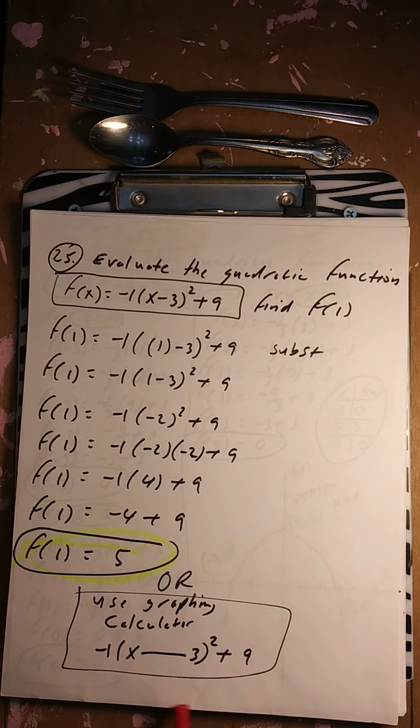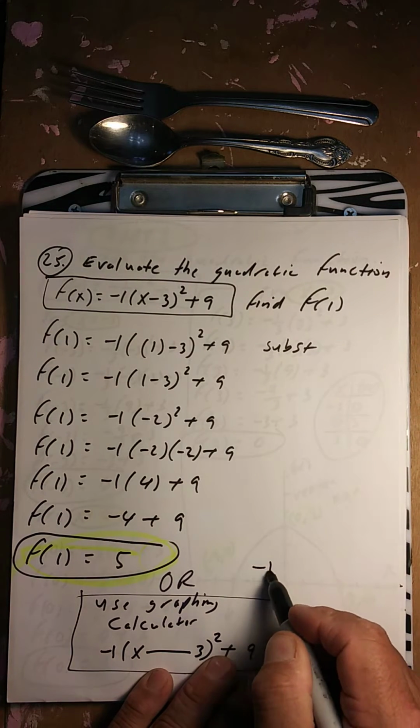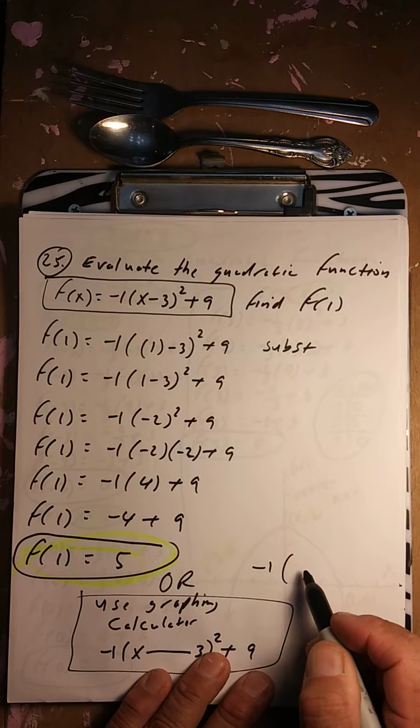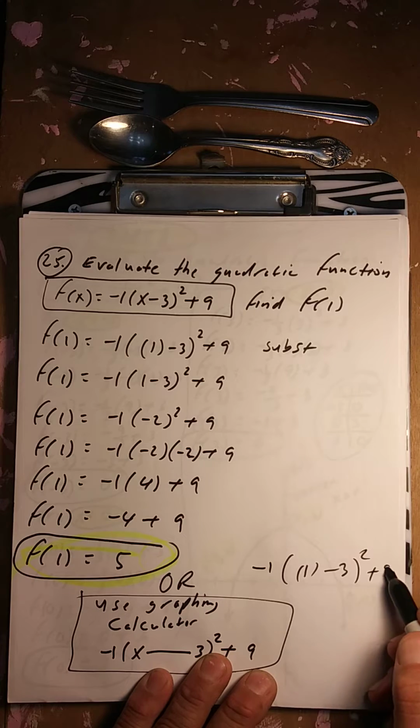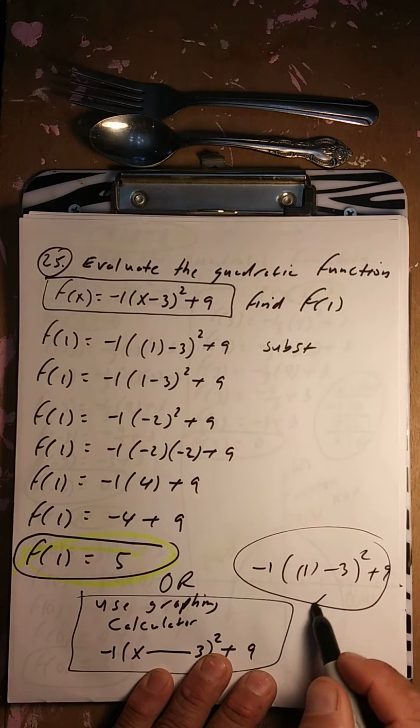Or use the graphing calculator. Put the number for this x right here. What are you going to put? Okay, in fact, I'll just write it out. You're going to put negative 1 times 1 minus 3 squared plus 9. Just like this. For that.